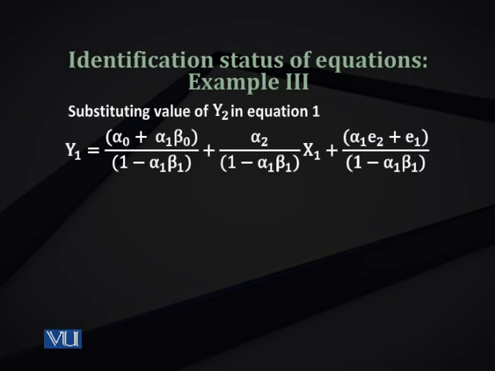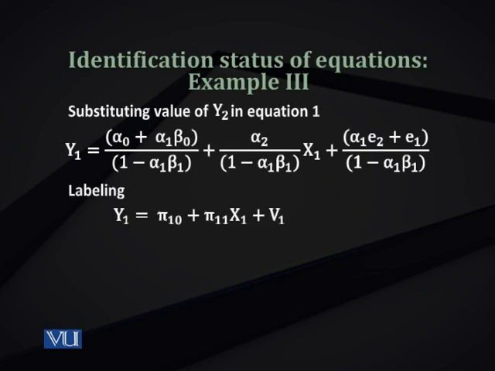So you have one intercept, alpha naught plus alpha 1 beta naught over 1 minus alpha 1 beta 1. We call it an intercept. We don't have a variable with that. Then you have a coefficient of x1, alpha 2 over 1 minus alpha 1 beta 1. We will label it as some pi as we do. Plus we have the third part of this equation which contains errors. Whatever contains errors, we bring them together and label them as an error term, which we label here as V1.